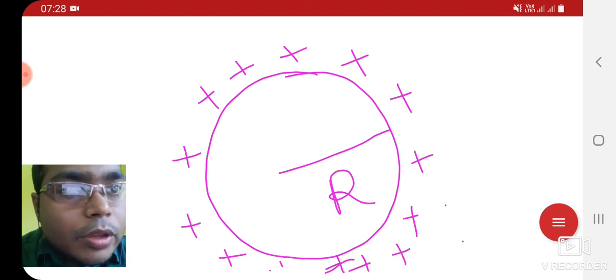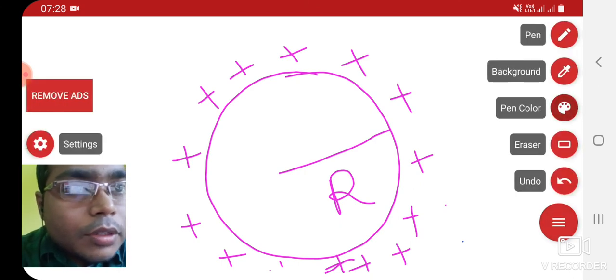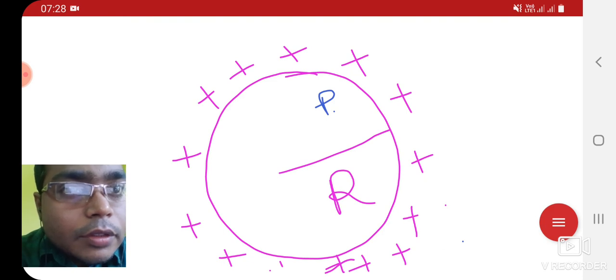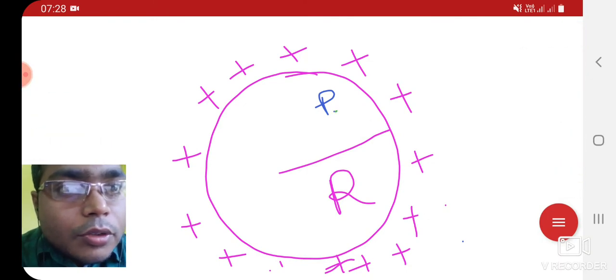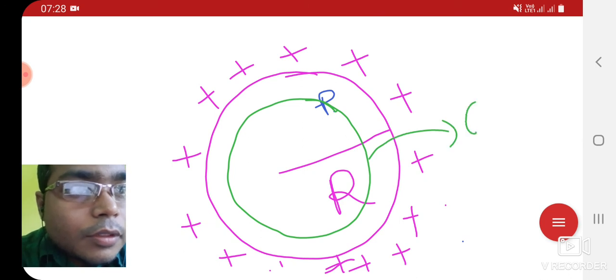Now we are going to consider a particular point on the inside. Let the point be P. Now we have to consider the Gaussian surface. Let the Gaussian surface be like this. This is our Gaussian surface.